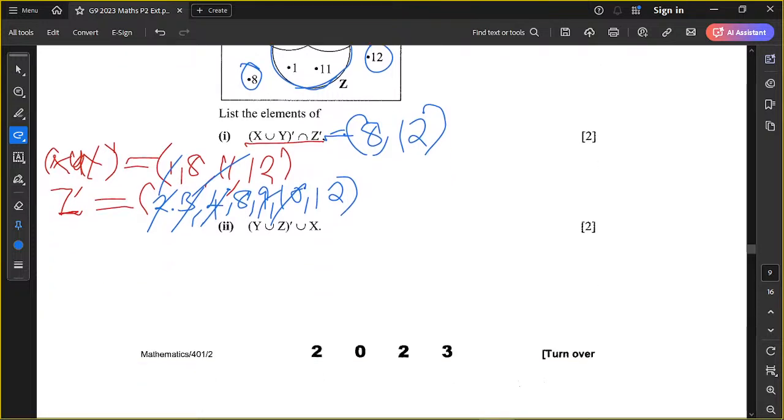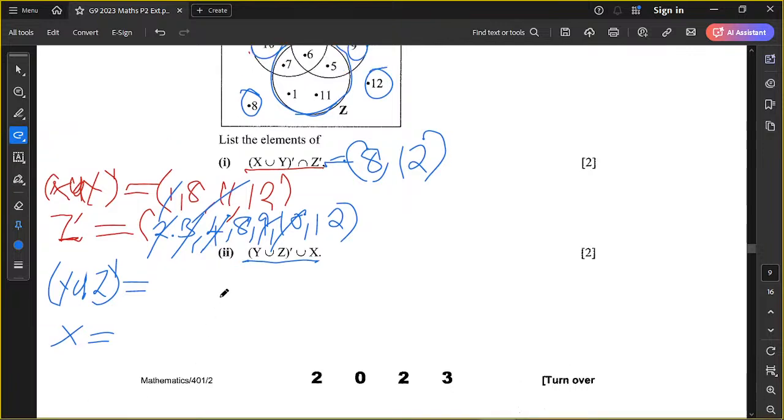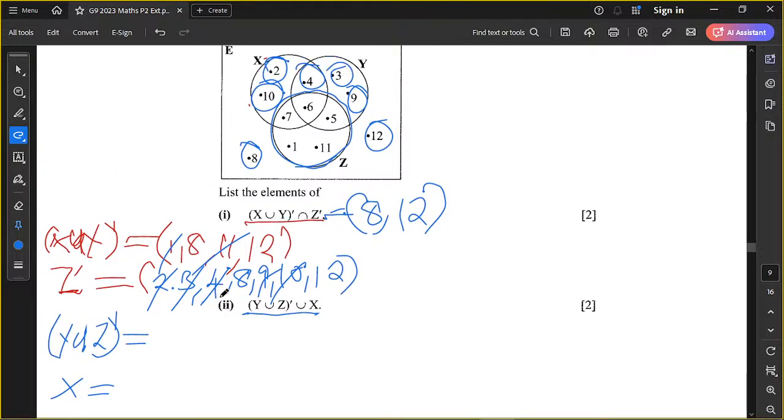Okay, we come to question 2, which is Y union Z complement union X. So again, we divide this statement. We have Y union Z complement is equal to, then we also have X is equal to. Okay, so again, we go on the sets. We bring the set to be a bit visible.